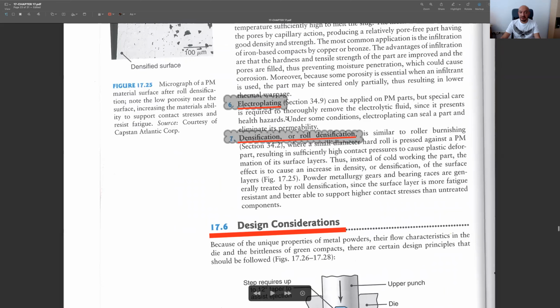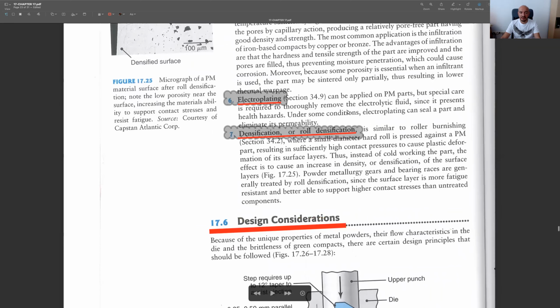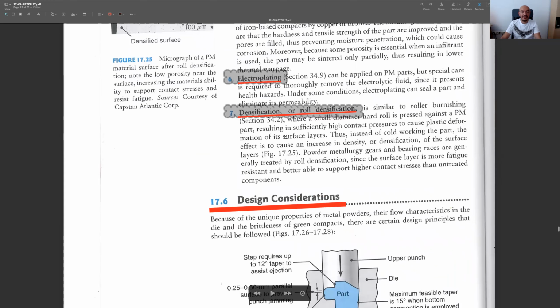And then later we do electroplating. It's another option for post-processing. And lastly, you may use roll densification or extra densification. As the name implies, with the help of this special equipment, we are increasing the overall density of the part.